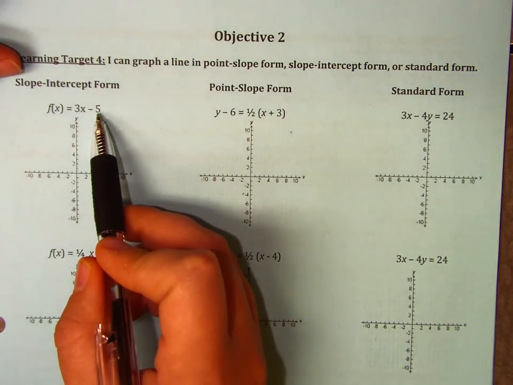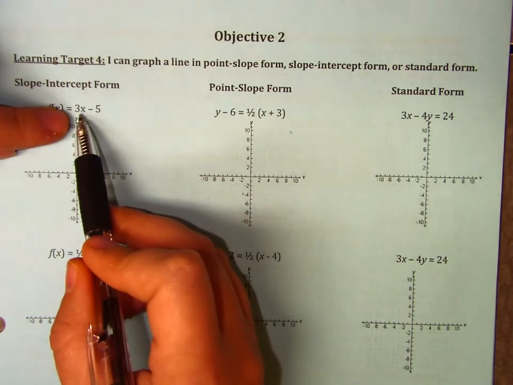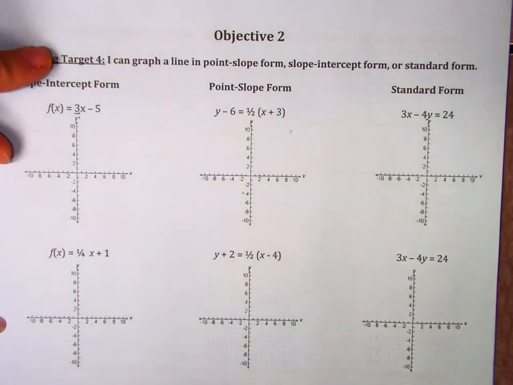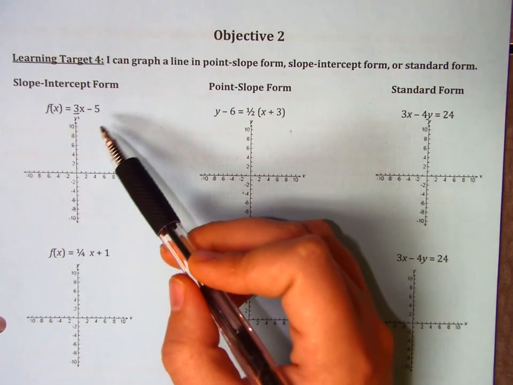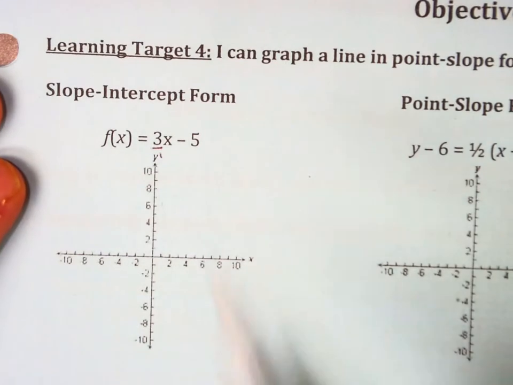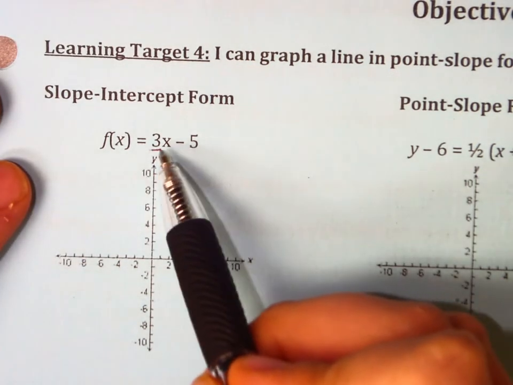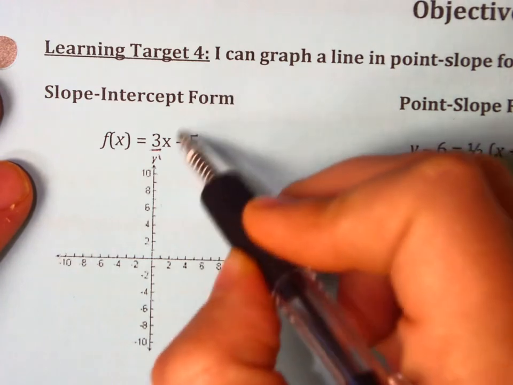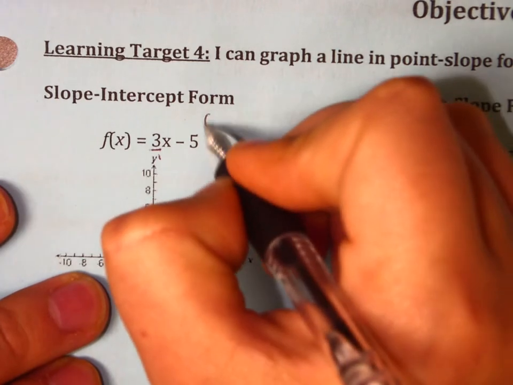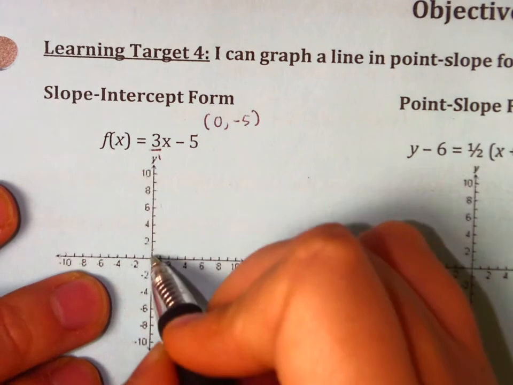Now in slope-intercept form, you need to first think about the pieces of information that you have. Here you have the slope, 3, or we could say that's 3 over 1. And we also have the y-intercept. So if I zoom in here so you can see a little bit better, this y-intercept is a point that we know is on our graph, and that is 0, -5, because that's the y-intercept. So I'm going to start there.